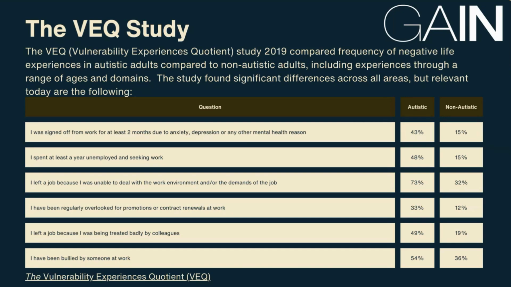Other statistics from this study indicate that autistic people are more likely to be signed off from work for longer periods of time due to poor mental health. They are more likely to be unemployed and seeking work for at least a year, and they are more likely to leave a job due to being treated badly by colleagues.